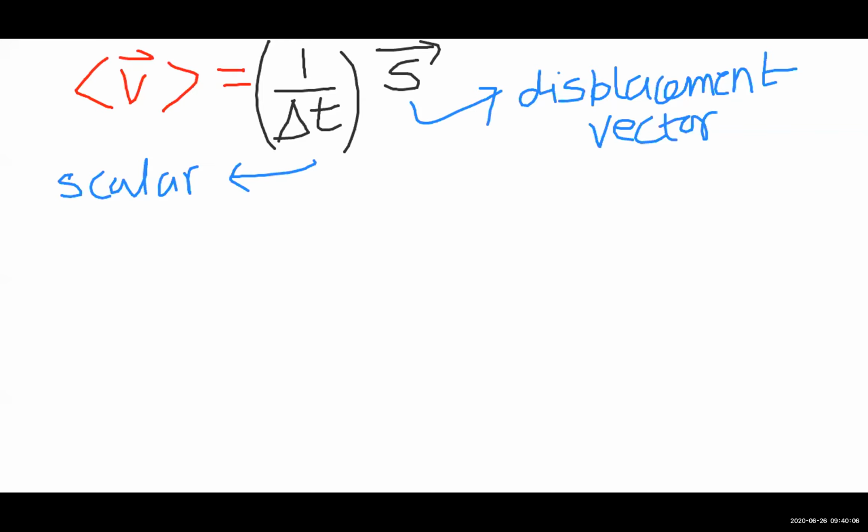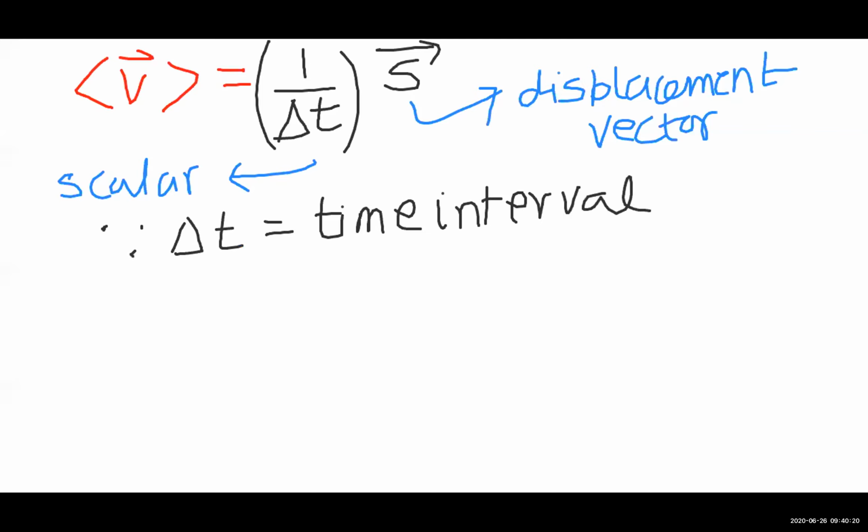Okay, now what do we know about delta t? Since delta t is equal to the time interval in which this displacement takes place, it must always be a positive number. Always. Therefore, the direction of the velocity vector will always be equal to the direction of the displacement vector, right? Direction of the average velocity vector.